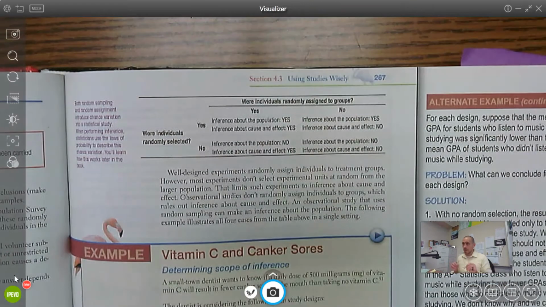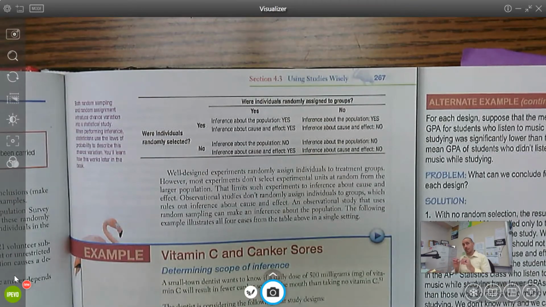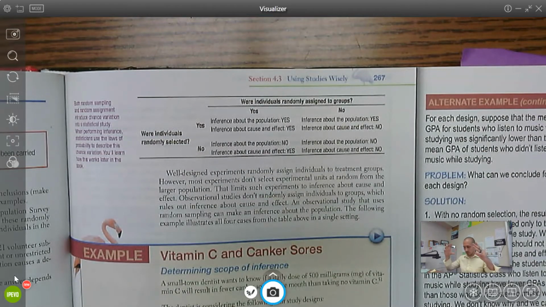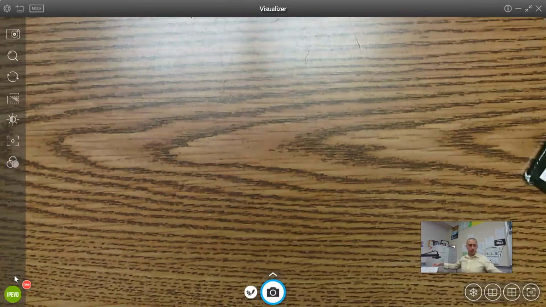So, random assignment leads you to cause and effect. Random selection leads you to draw your conclusion to a larger group. So, let me give you an example of this.